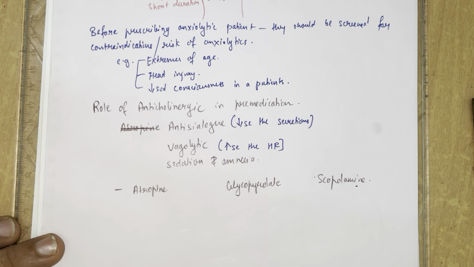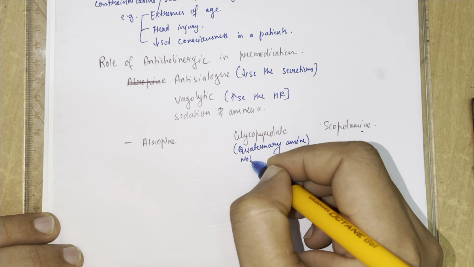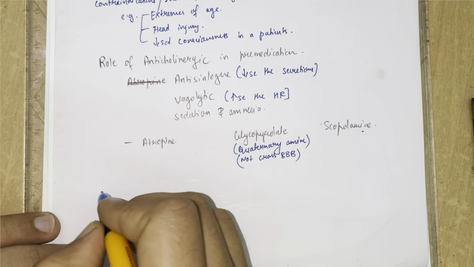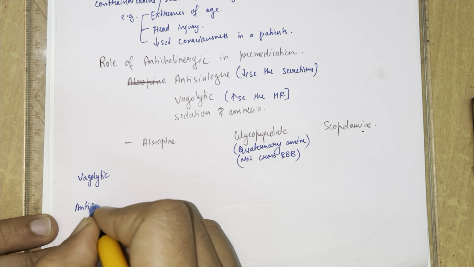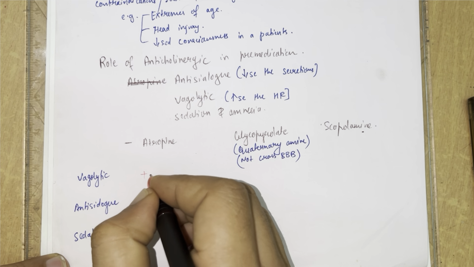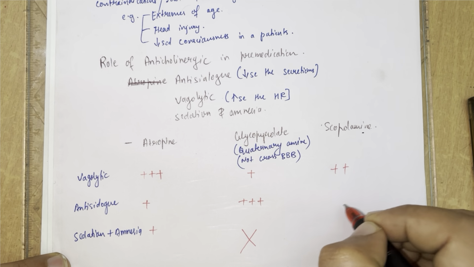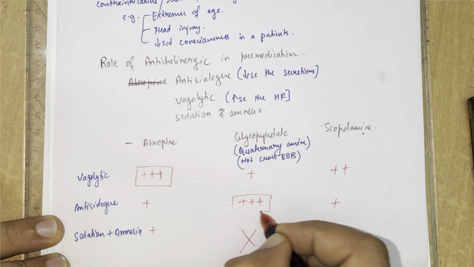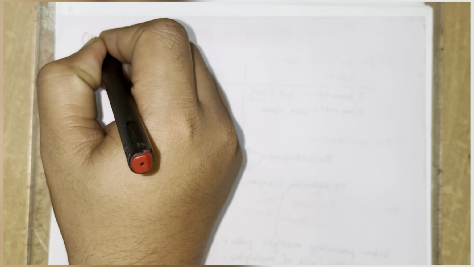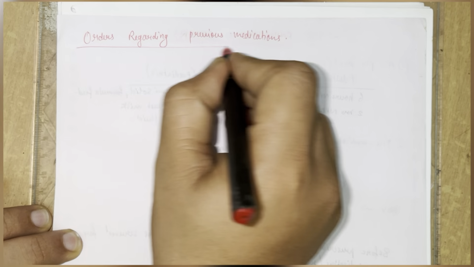Here, we have to note that glycopyrrolate is a quaternary amine which does not cross the blood-brain barrier. So the amnesia and sedation effects do not occur with glycopyrrolate. Here, we see the vagolytic property is maximum in atropine, anti-sialagogue property is maximum in glycopyrrolate, and sedation and amnesia are maximum in scopolamine.